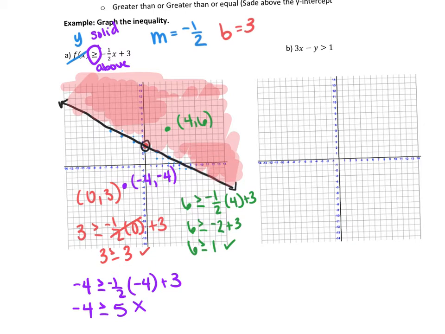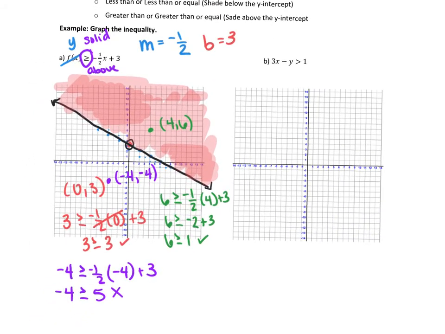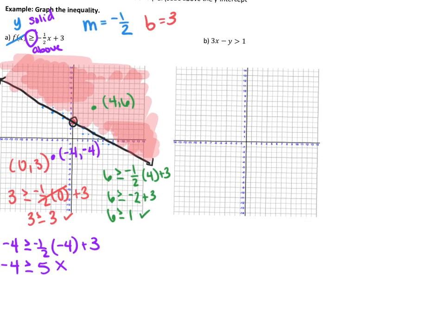Anything above that. We don't have to test, though, because we can figure it out by looking at just the y-intercept. So look at the next one: 3x minus y is greater than or equal to 1. We have to get it to y equals form first. In order to do that, I need to isolate the y value. So to isolate y, I'm going to subtract 3x on both sides.